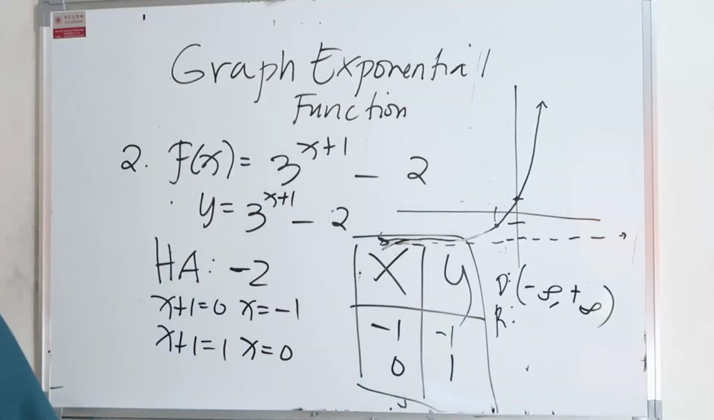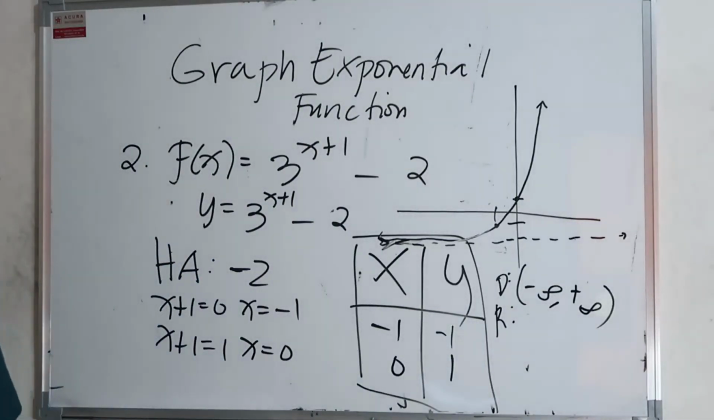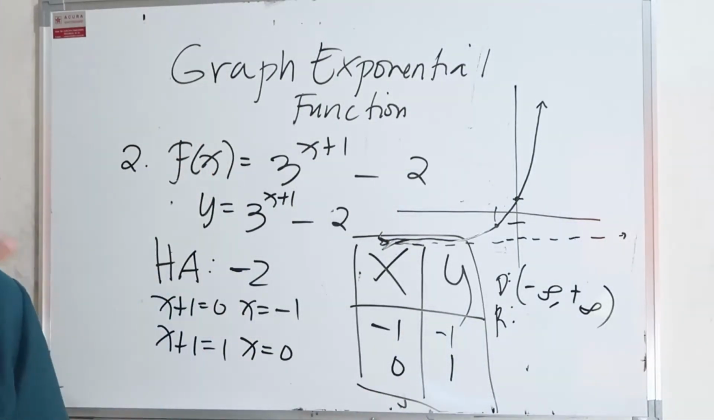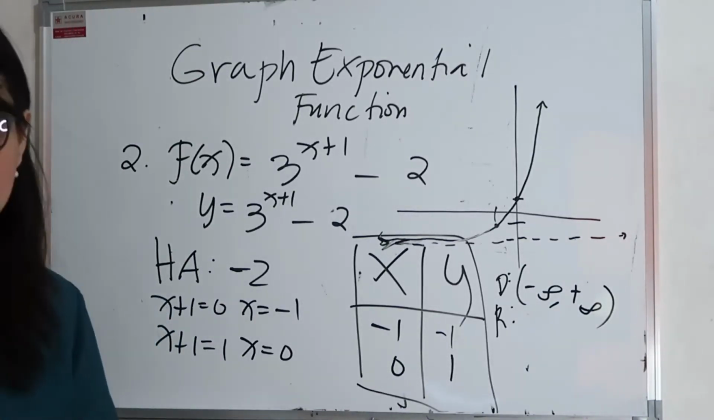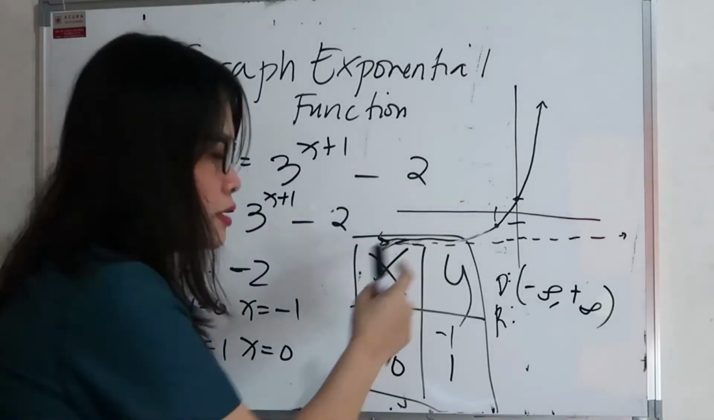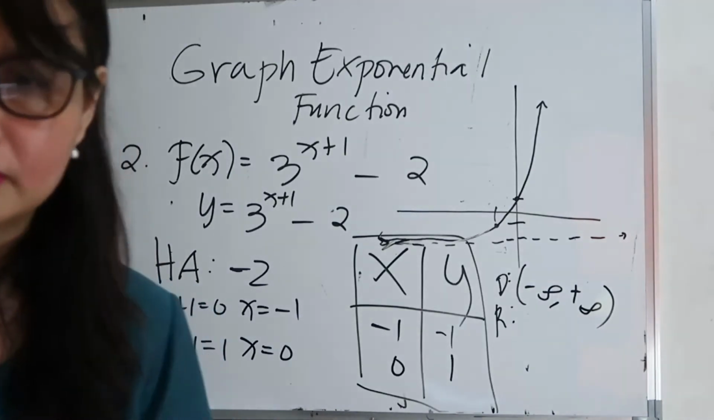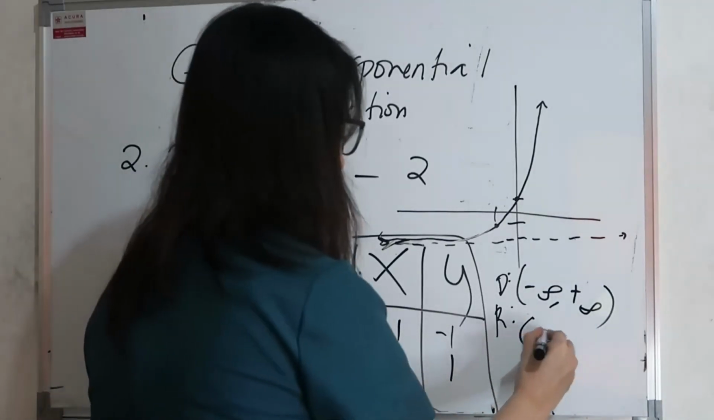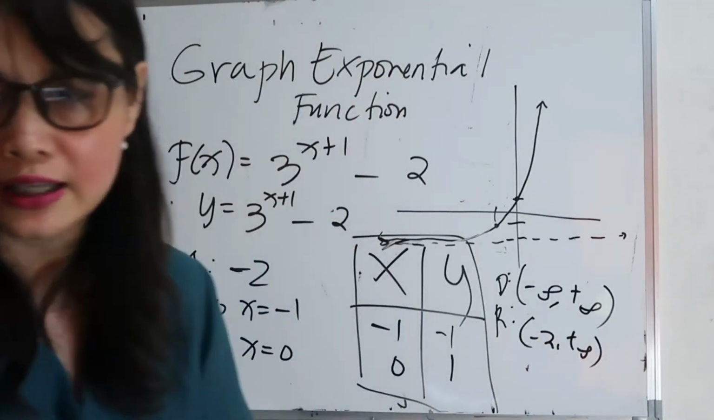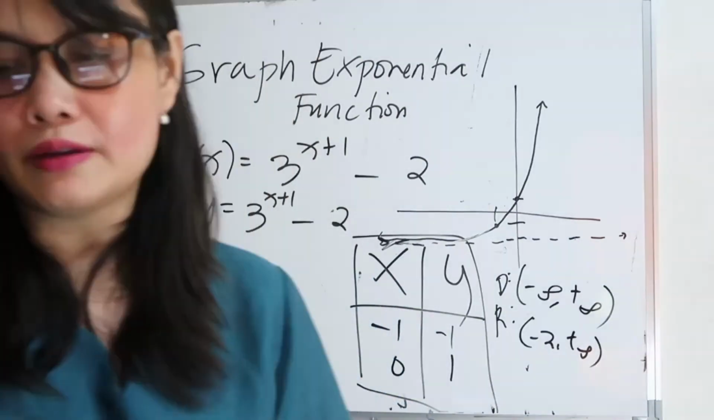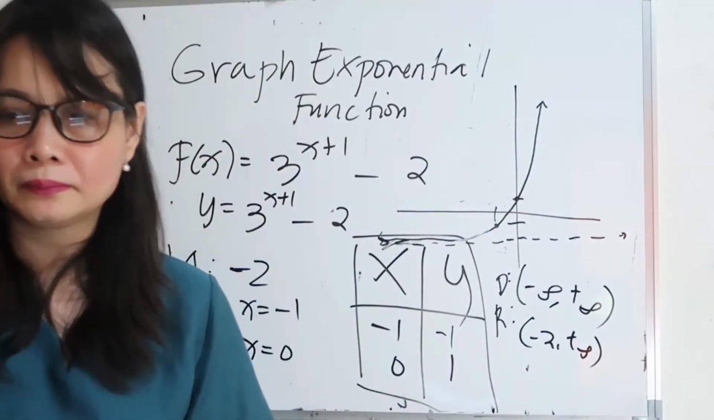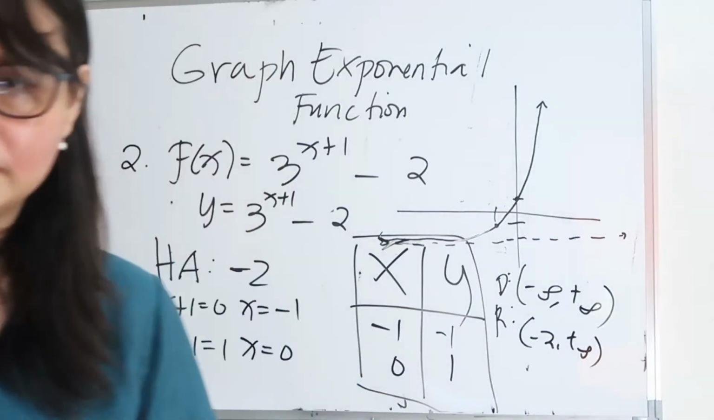But what about the range? Your range will vary depending on the given horizontal asymptote. In this particular example, what is your range based on the given graph? Okay, very good. We have -2 to +infinity. Is it clear, people?